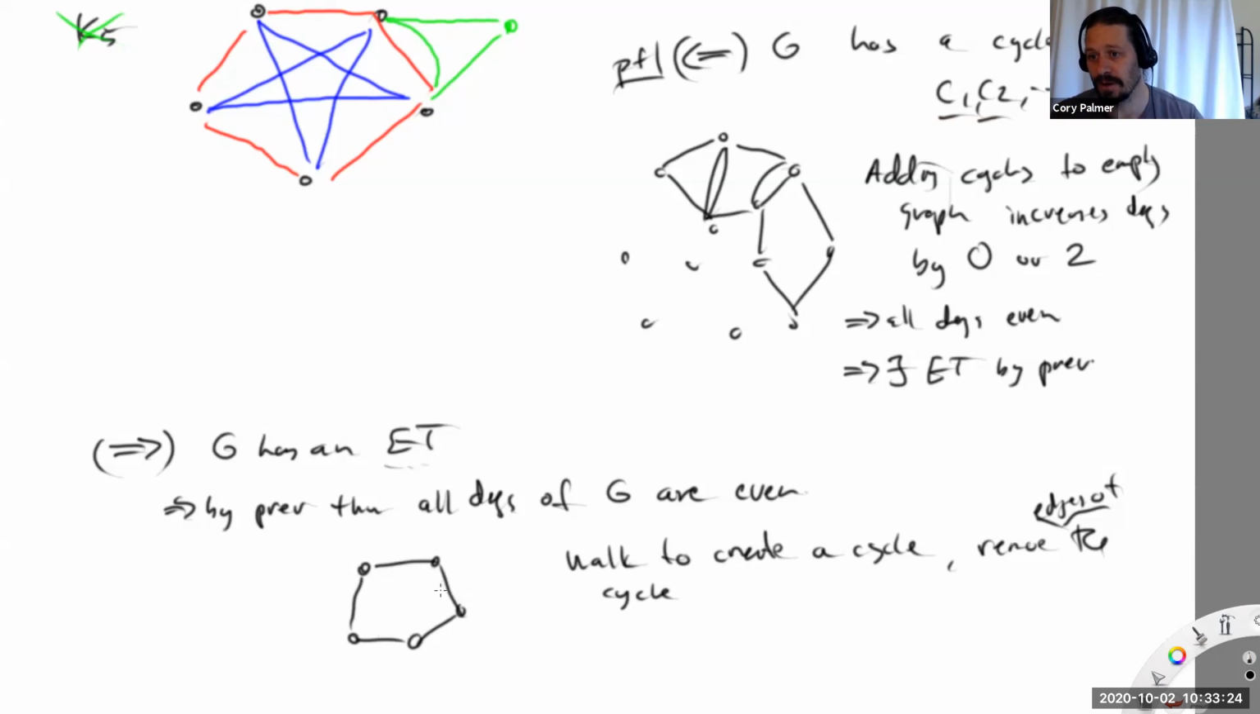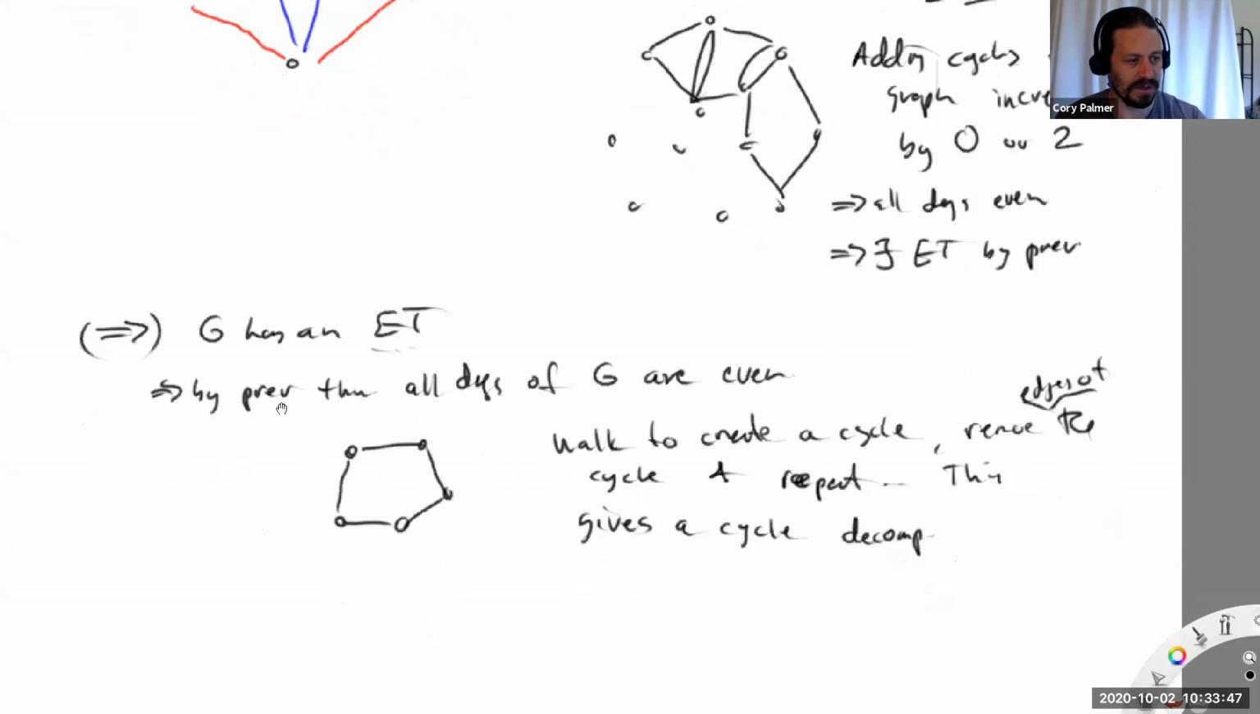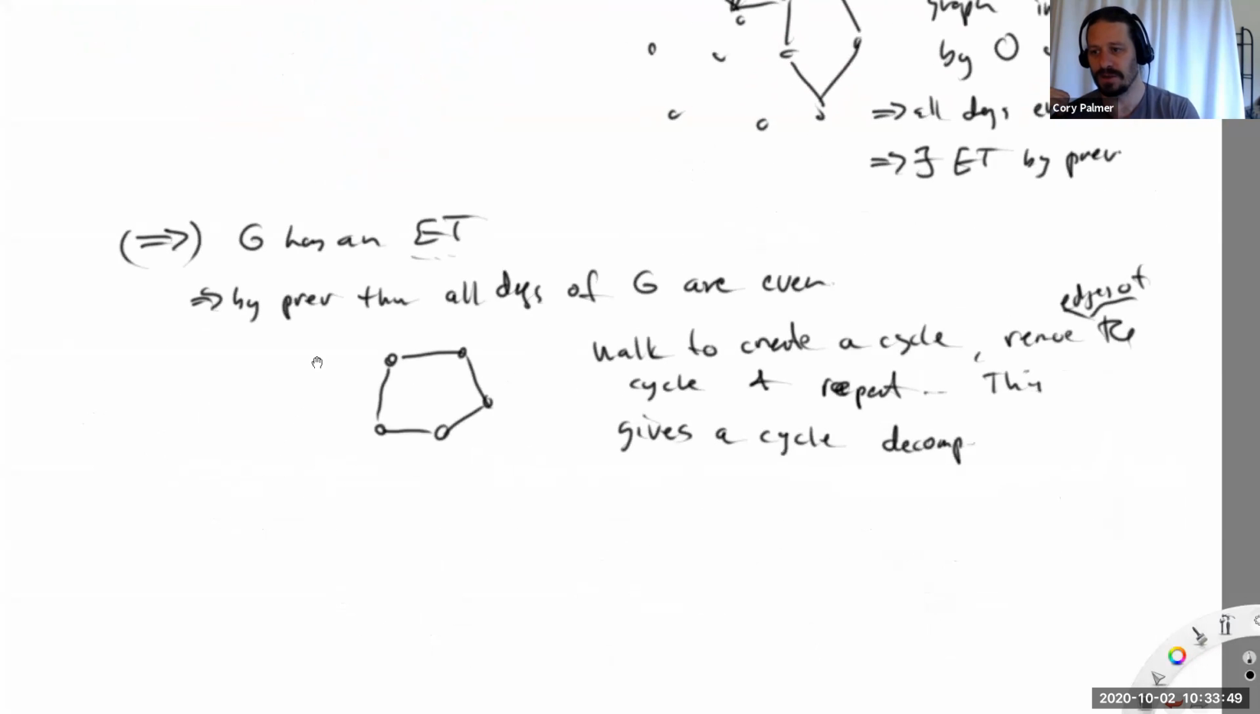I mean, my cycle decomposition, okay? Remove the cycle, and repeat. It's easier to describe it this way than to draw everything. Remove a cycle, remove a cycle, remove a cycle. This gives a cycle decomposition. So we don't even need connectivity in this case to get this started. If all the degrees of your graph are even, you will have a cycle decomposition anyway. That's a stronger statement that we can make.